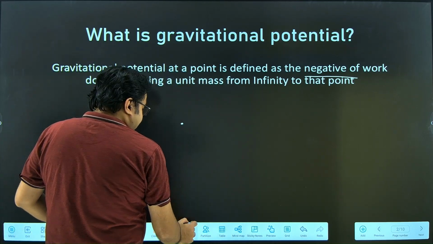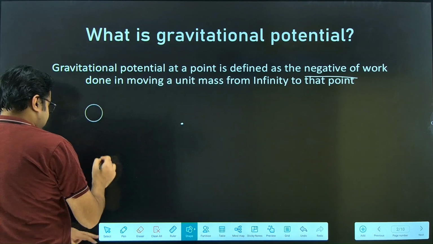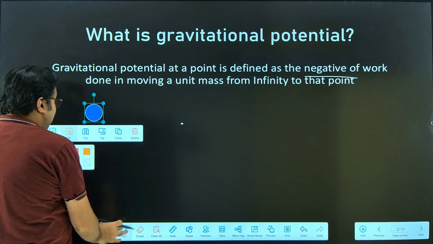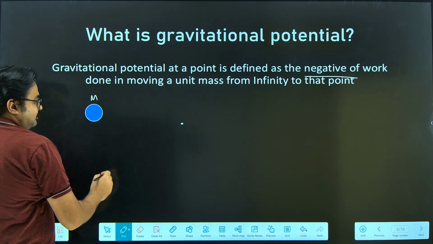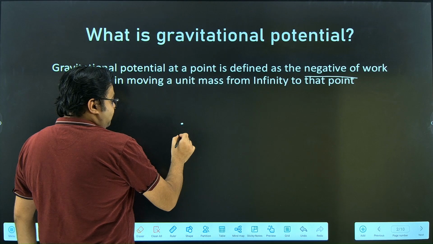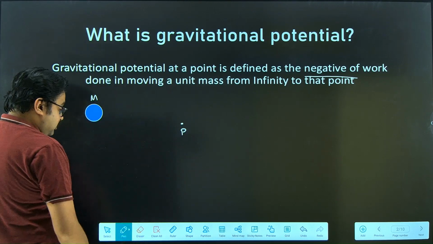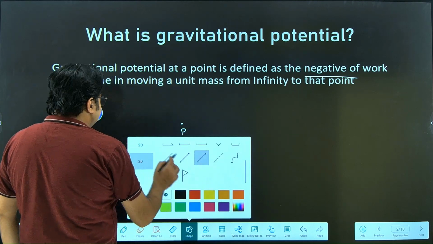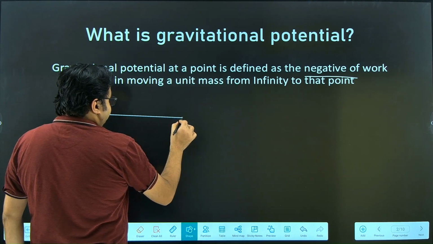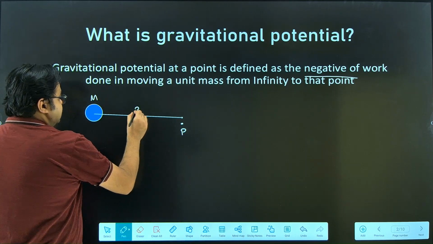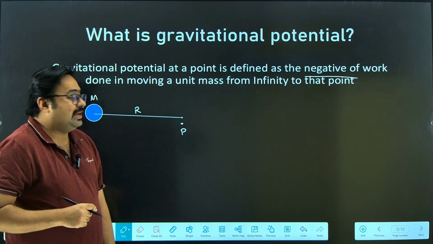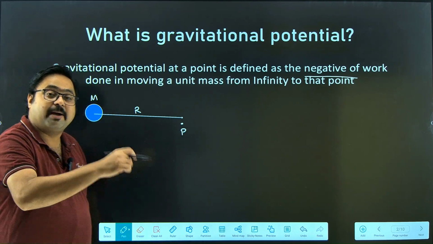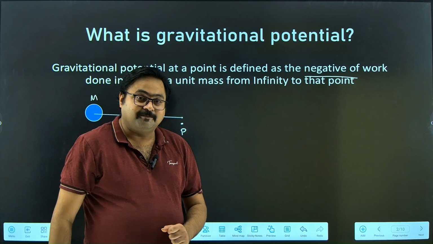Let's say that we have an object out here. The object has a mass capital M, and here is a point P. Let's assume that this point is at a distance R from the center of that mass. We want to calculate the gravitational potential at that point due to this mass capital M. Now, how would you do that?